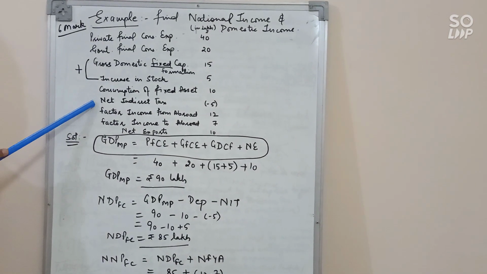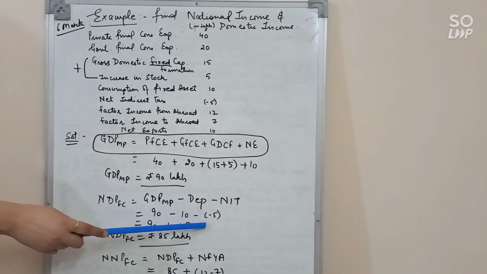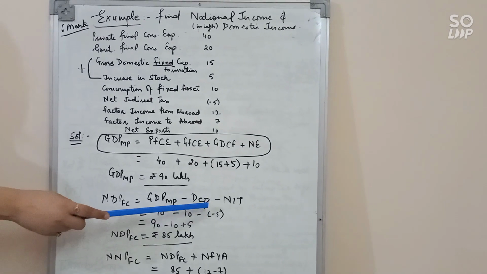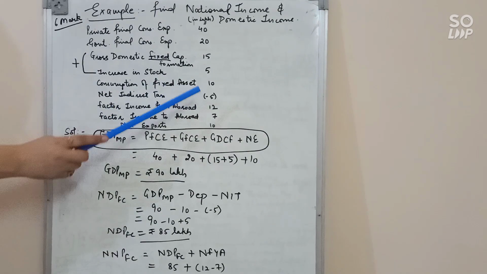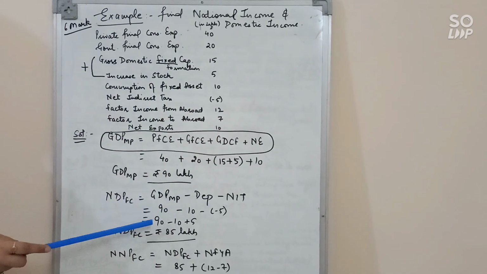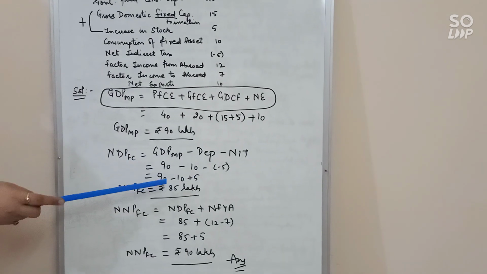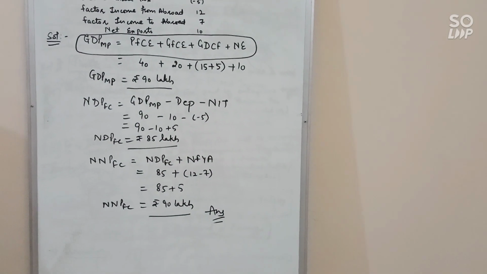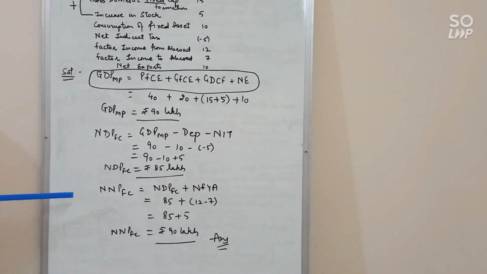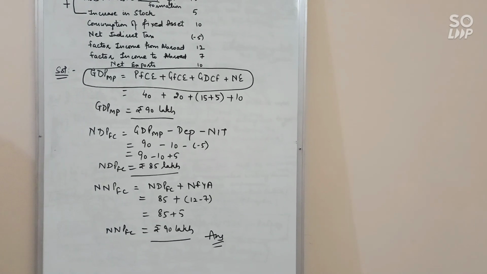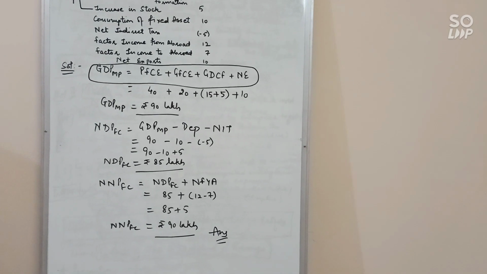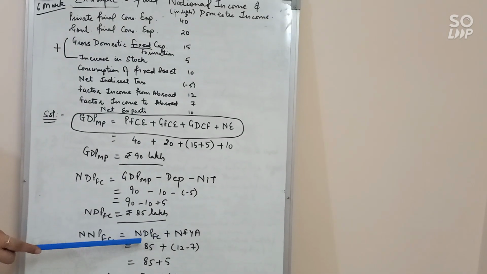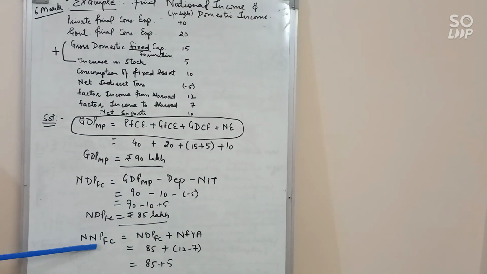Minus NIT. NIT again is given, that is minus 5. You will write minus 5. So here we are using minus for the formula, and here minus 5 because it is in negative form. So calculate this: 90 minus 10 plus 5. Do the calculation carefully, and we have 85 lakh NDP at FC. Now NNP at FC. How will you calculate NNP at FC? That is equal to NDP at FC, which we have calculated, plus net factor income from abroad. So if you add net factor income from abroad in domestic, we have national.